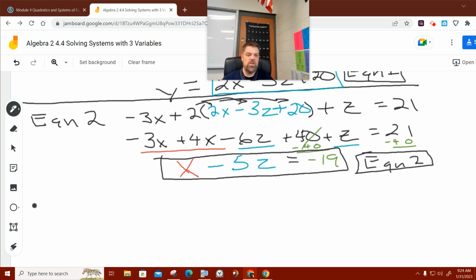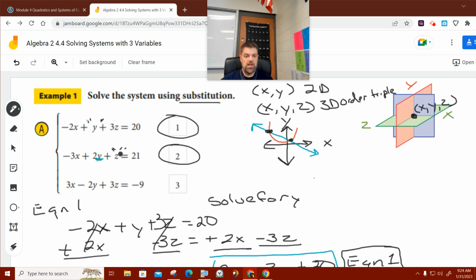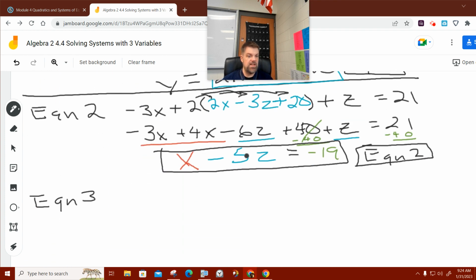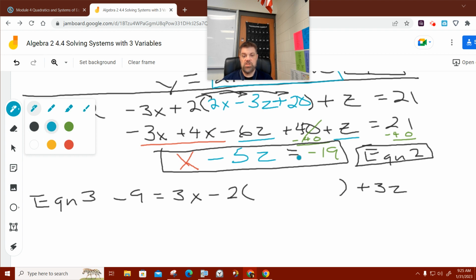Let's do the same thing for the third equation. If I take the third equation, up here, this negative 9 thing, I'm going to write it like this. I'm just going to switch. I'm going to say negative 9 is equal to 3x minus 2, and then I'm going to substitute in for y again, plus 3z. What am I substituting in for y? Equation number 1, this stuff right here. So I'm going to put in 2x minus 3z plus 20.